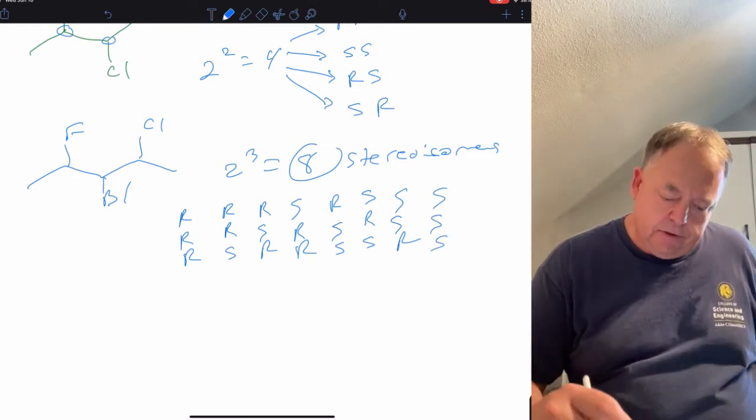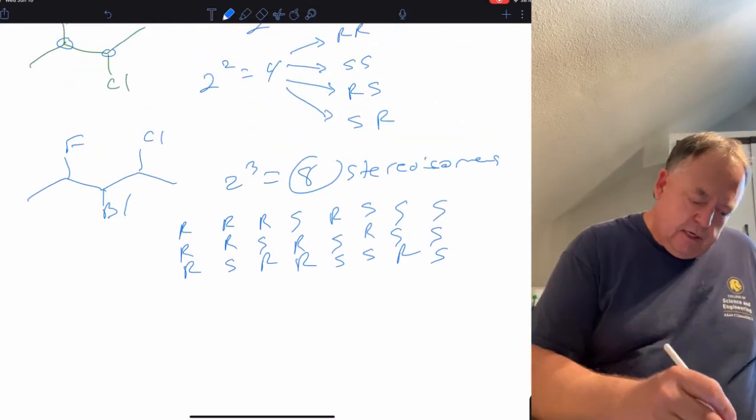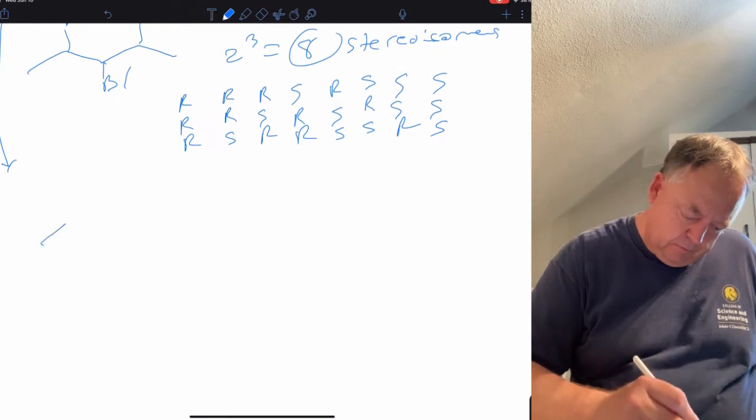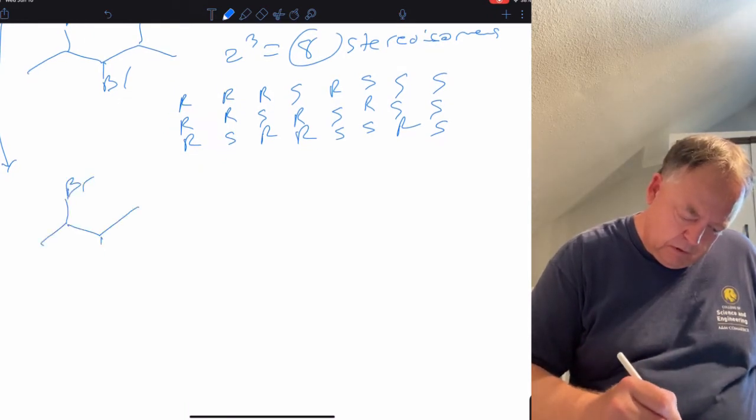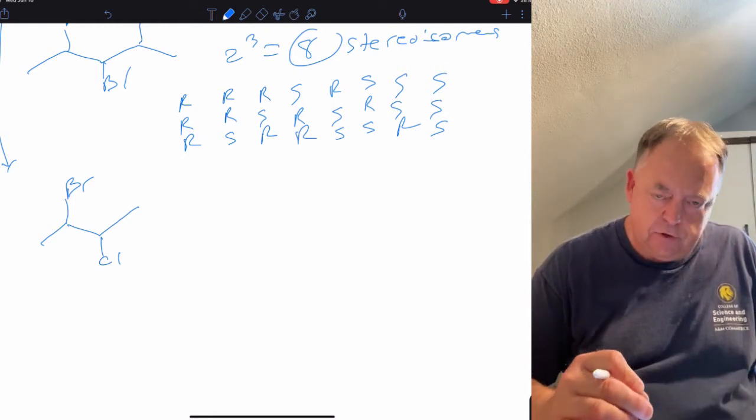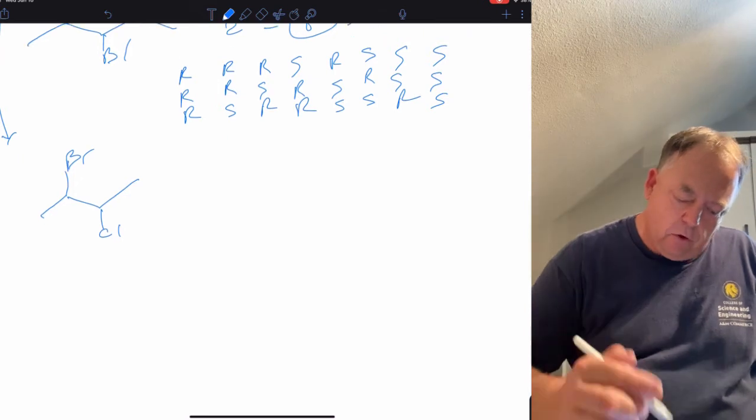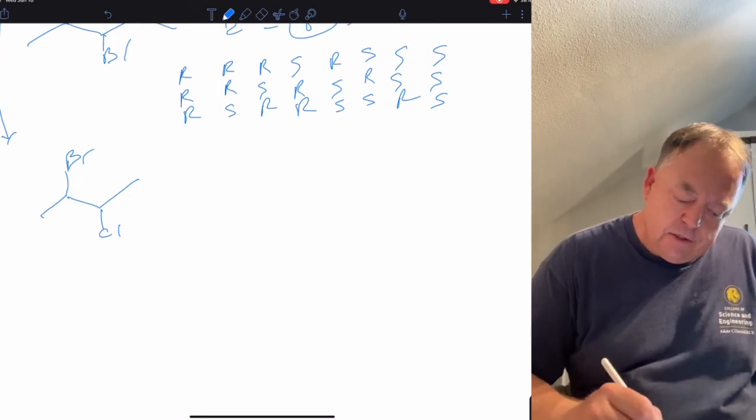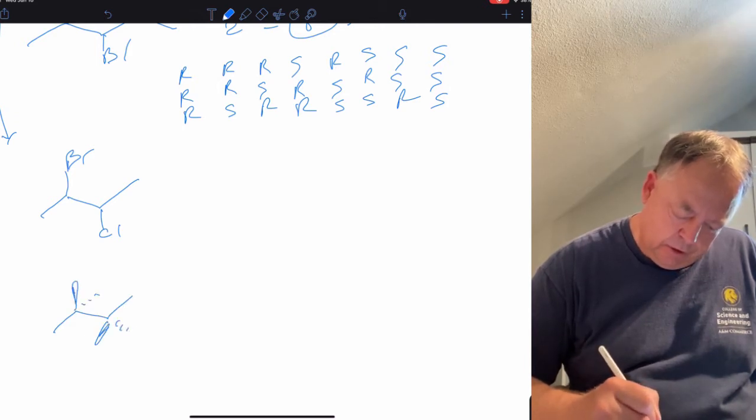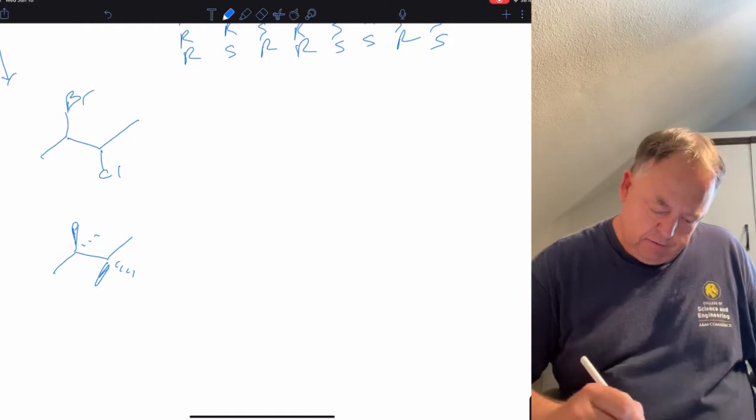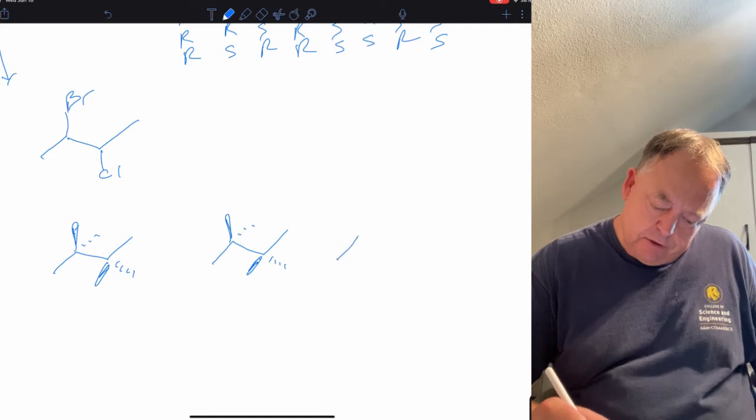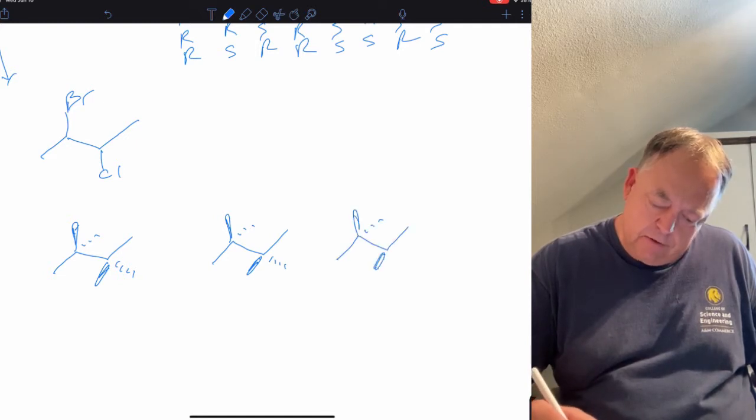So 8 possible stereoisomers. Okay, so let's take this one with 2 chiral carbons. So let's draw the 4 possible stereoisomers. And again, when it's drawn like that, it does not show 3 dimensions, so you have no idea if those carbons are R or S. If you want to know if they're R or S, you need to add wedges. So you need wedges so that you see 3 dimensions. So there's 4 possible stereoisomers, so let me draw 4 templates.